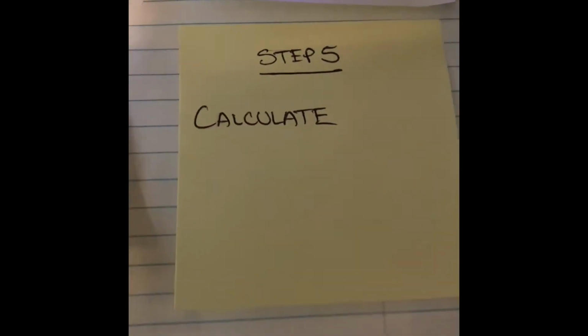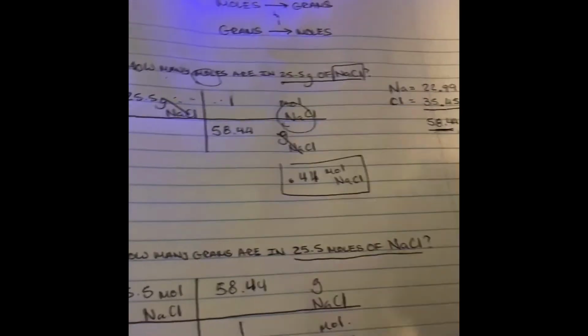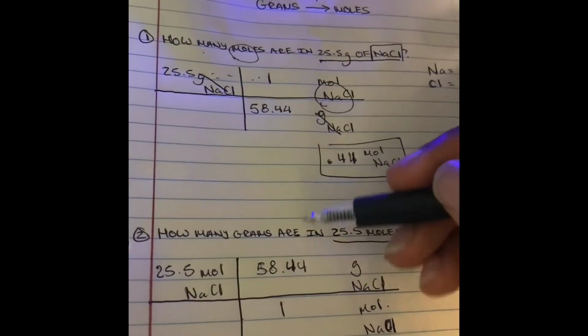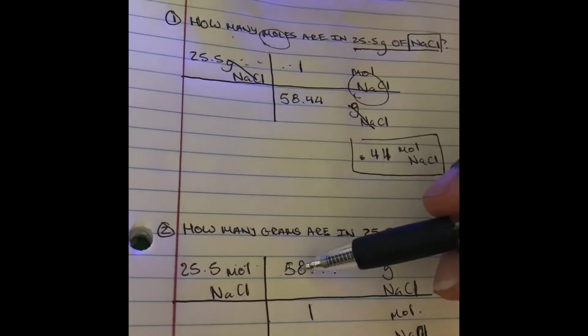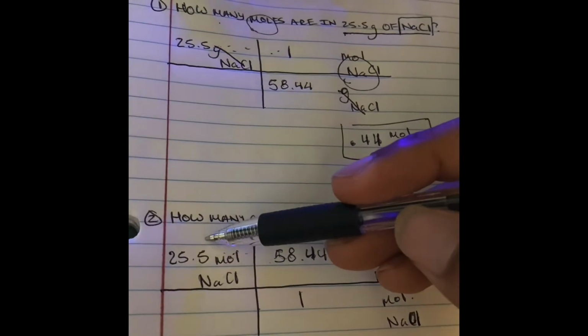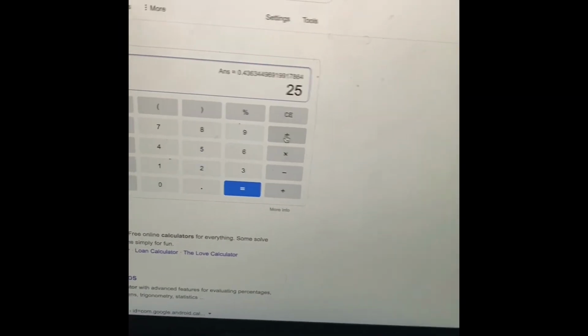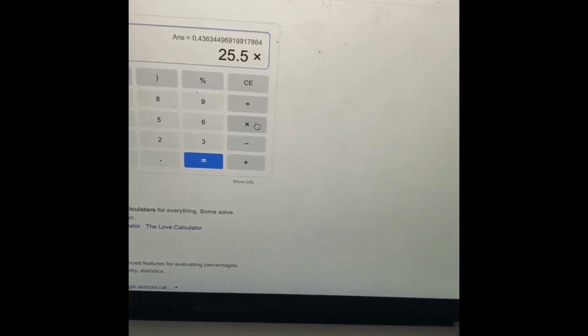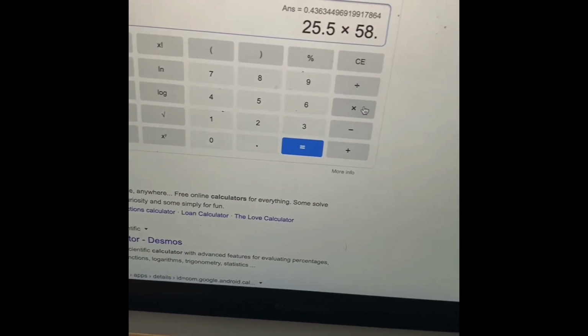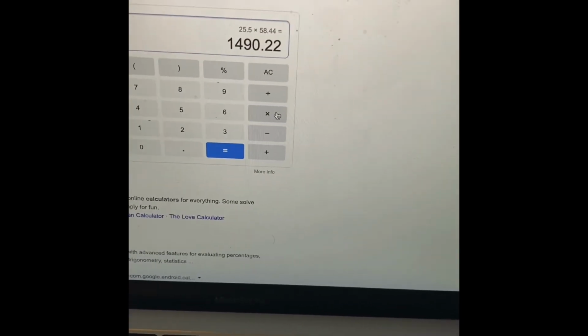And then finally, step 5 is calculate. Remember, we're only multiplying or dividing. There's no addition or subtraction in this whatsoever. If they're directly next to each other like these two are, we're multiplying. And whatever's on top and bottom will be division. So in this case, it's 25.5 times 58.44. Let's put that in real quick. We got 25.5 times 58.44, and that gives us 1490.22.